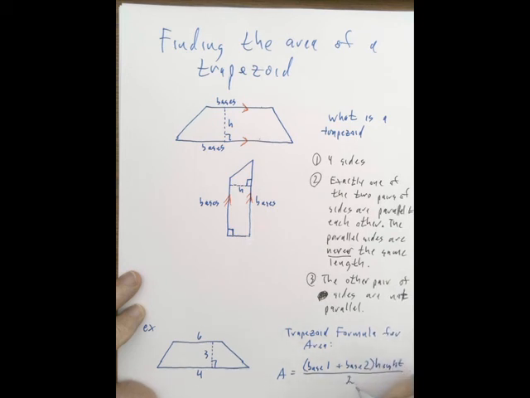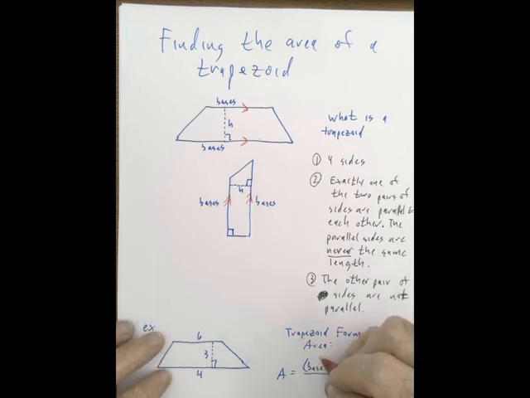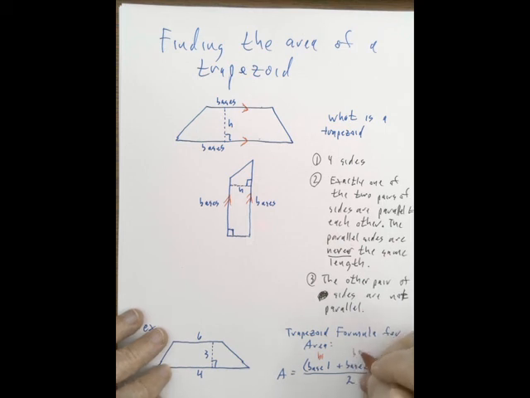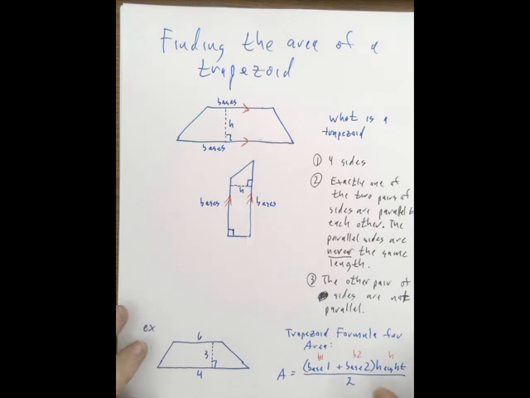I'm going to divide all that by 2. Okay? So I'm going to write that formula again on the next page, except I'm going to write B1 for base 1, B2 for base 2, and I'm going to write H for height.